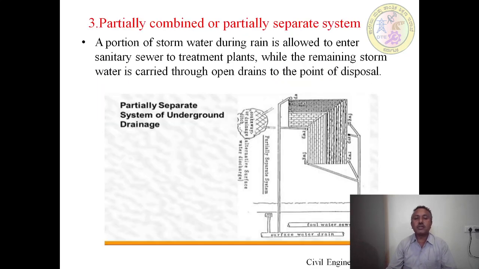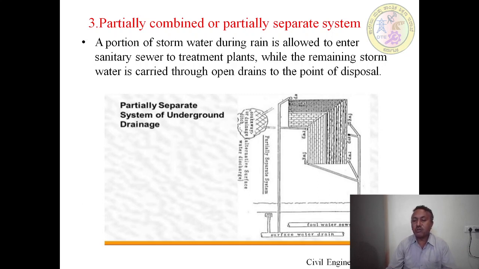And coming to the third system, by observing the advantages of both the systems, we are going to combine the advantages here. That's why we are naming it a partially combined and partially separate system. A portion of storm water during rain is allowed to enter into the sanitary sewers until the treatment plant, while the remaining storm water is let into open drains to the point of disposal into the natural water body.